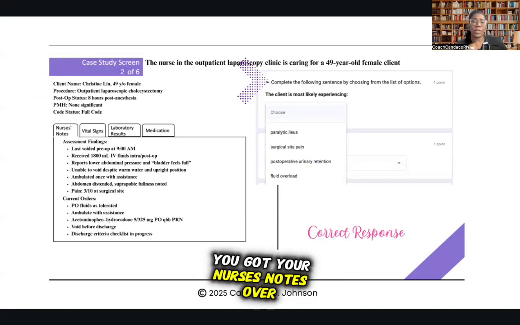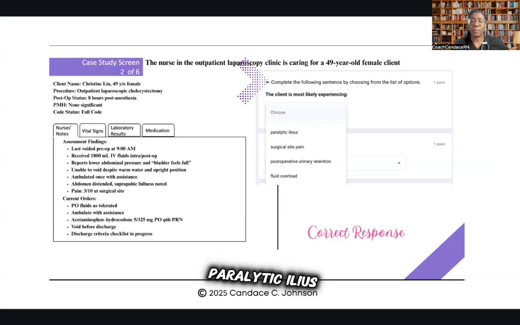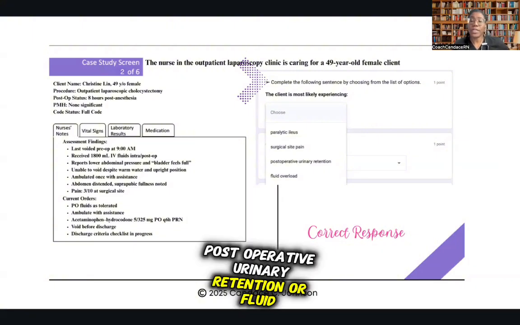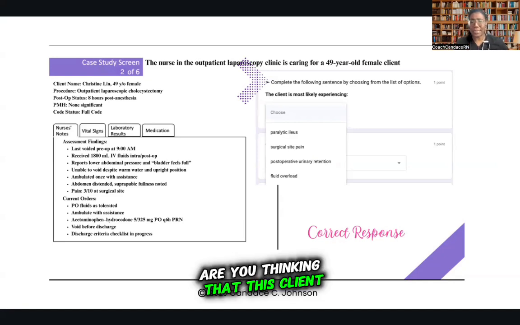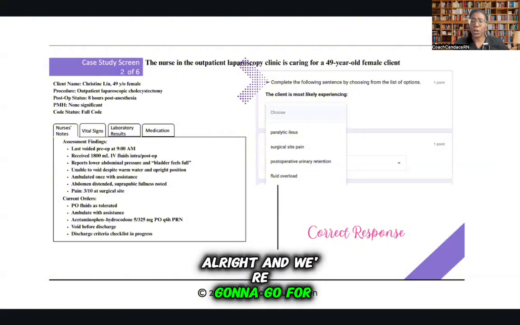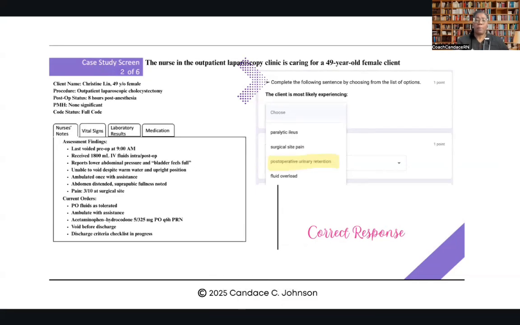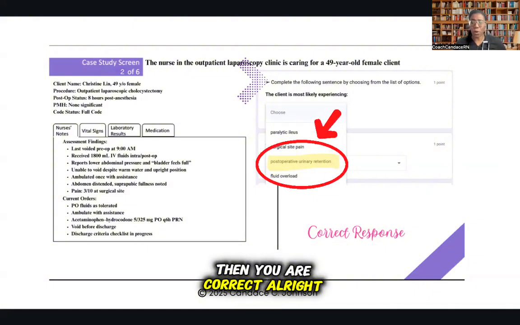So we've assessed this client. You've got your nurse's notes over there to check out. And you can also go back to see the vital signs. And our choices are paralytic ileus, surgical site pain, post-operative urinary retention, or fluid overload. Which of those four options are you thinking that this client is most likely experiencing? All right, and we're going to go for the correct response now. It's post-operative urinary retention. Did you select that? Well, then you are correct.